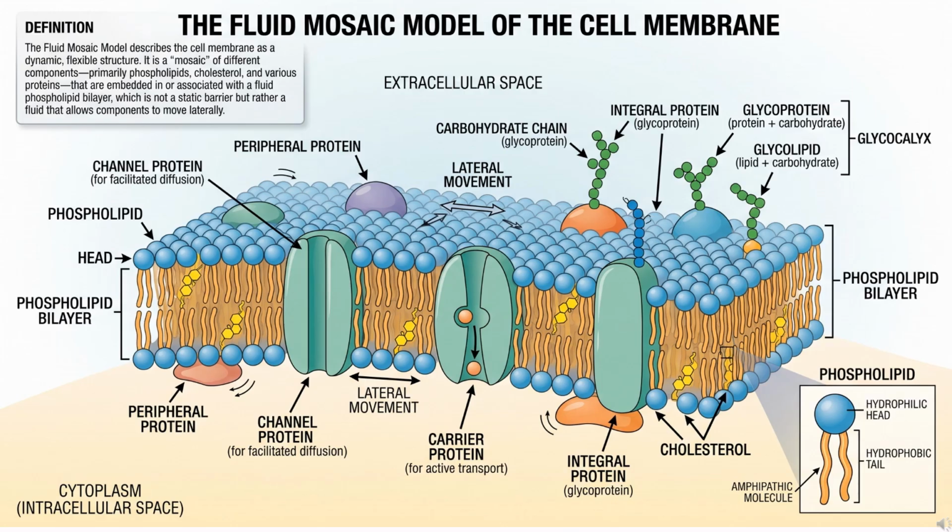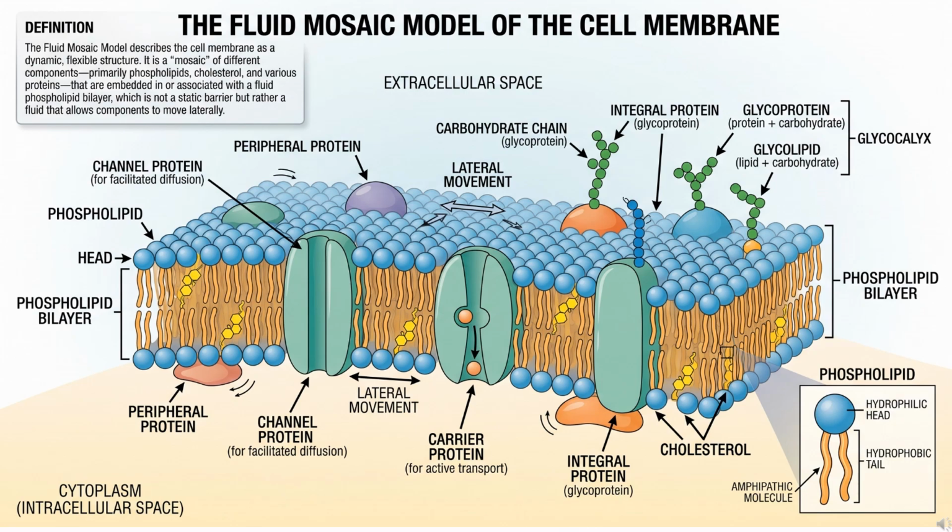Think of a phospholipid like a matchstick. The head loves water, it's hydrophilic. The twin tails hate water, they are hydrophobic. When you throw millions of these molecules into a watery environment, they automatically self-assemble. The water-hating tails hide on the inside, locking together, while the water-loving heads face outward. This creates a barrier that is as fluid as olive oil.